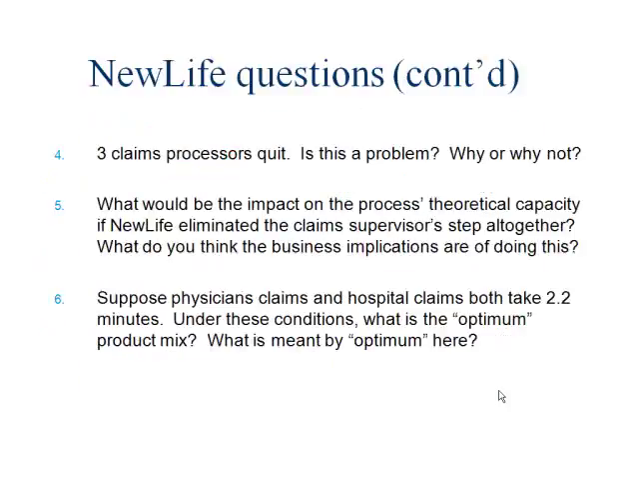Some additional questions. If 3 claims processors quit, is there a problem? What would be the impact on the process's theoretical capacity if New Life eliminated the claims supervisor's step altogether? That is, they redesigned the business so we don't have to do this. And what are the business implications of doing it? Finally, suppose a physician's claims and hospital claims both take 2.2 minutes. Under these conditions, what is the optimum product mix? And what do we mean by optimum here?